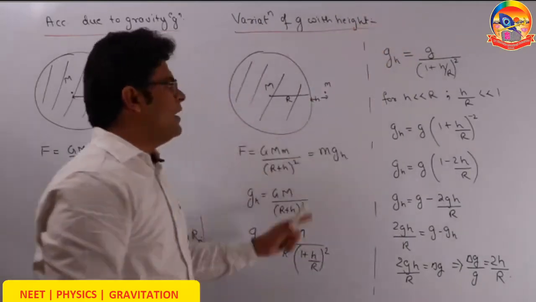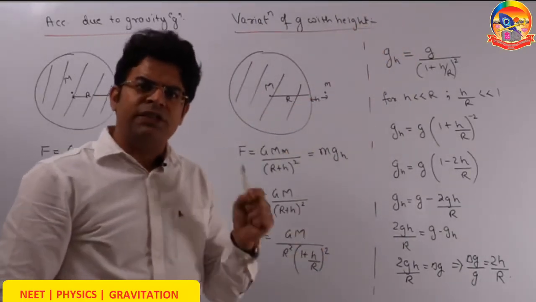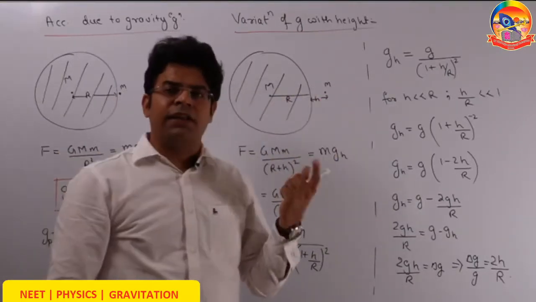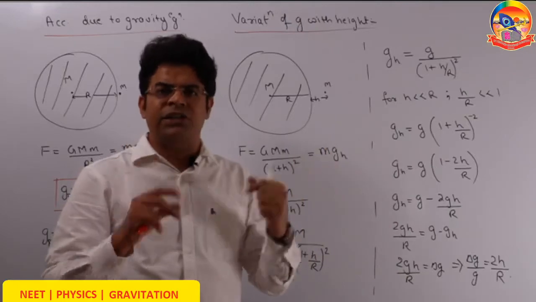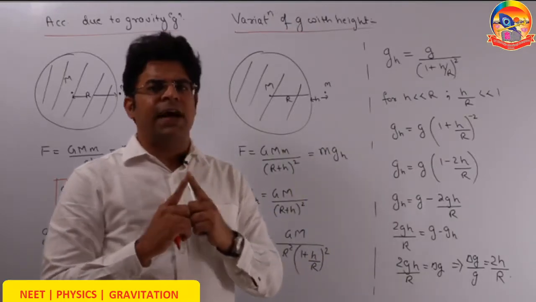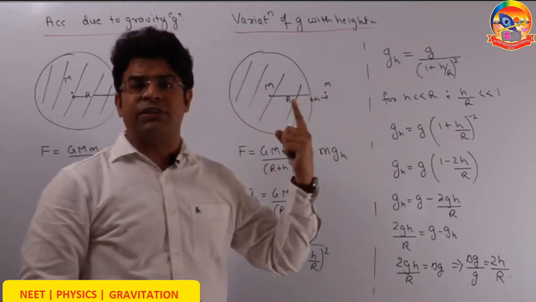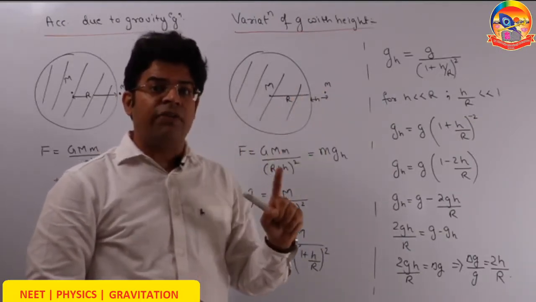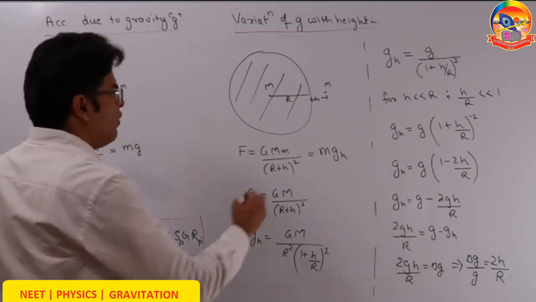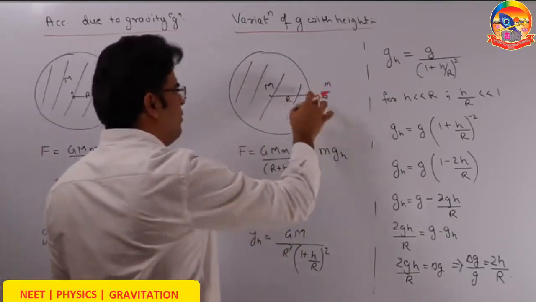As a particle goes above the surface of Earth, its height increases, and so does its distance from the center of Earth. Since the distance from the center of Earth increases, the force on the mass decreases. Since the force on the mass decreases, we can say that the acceleration due to gravity decreases with height. Acceleration due to gravity decreases as we move above the surface of Earth. So, what will be the force on a small mass m placed at height h above the surface of Earth?